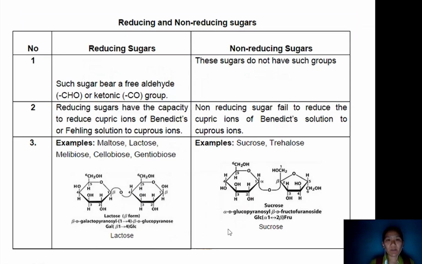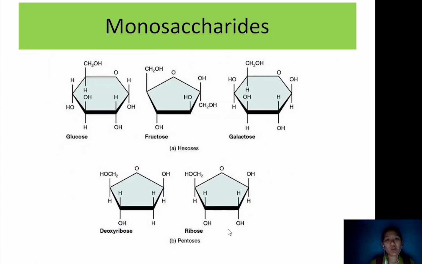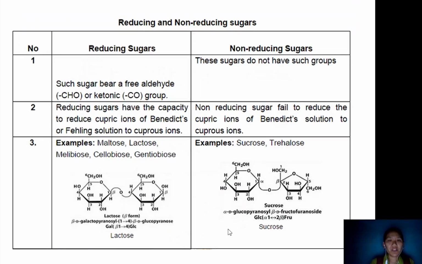So these are some of the monosaccharides, and these monosaccharides have a free aldehyde group or a free ketone group. That is why they are called reducing sugars. Reducing sugars are the sugars having a free aldehyde or ketone group, and they can reduce the cupric ion of the Benedict test. You can find this when you do a food analysis, a food test.